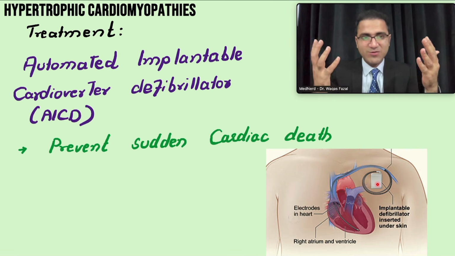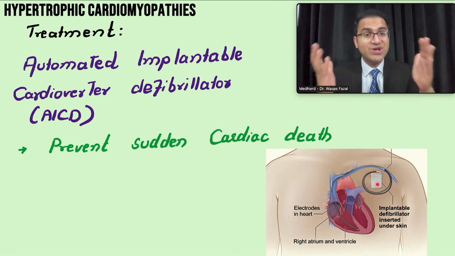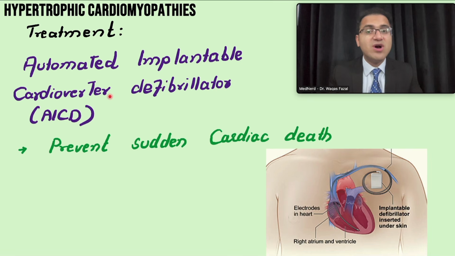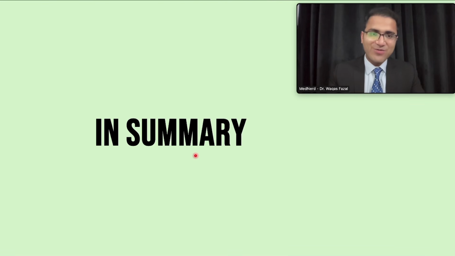When the arrhythmias cannot develop, the patient cannot develop cardiac arrest. Therefore, it is very important to consider an automated implantable cardioverter defibrillator whenever there is a chance that a patient can develop arrhythmia due to hypertrophic cardiomyopathy, and it prevents sudden cardiac death. So this was all about hypertrophic cardiomyopathy.